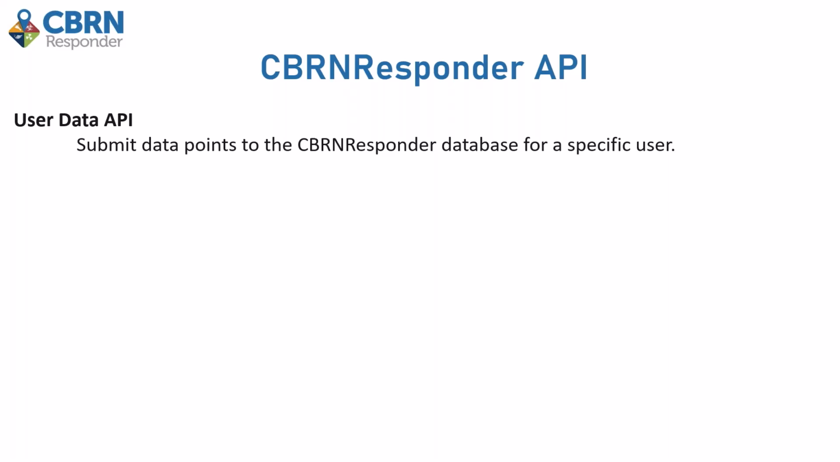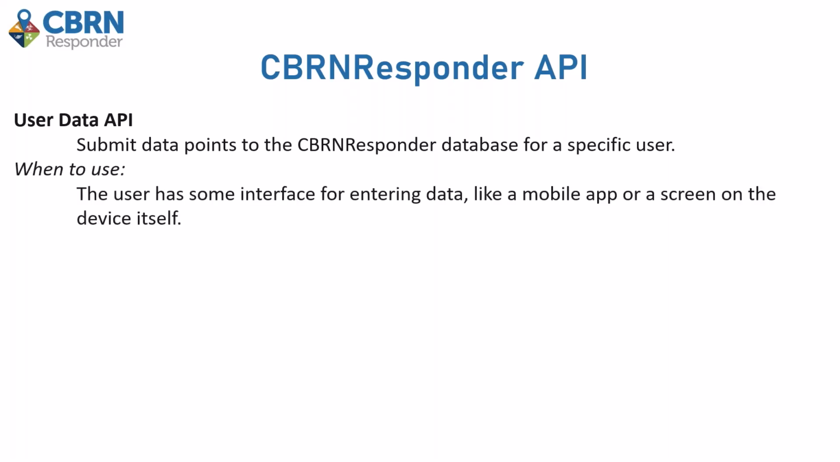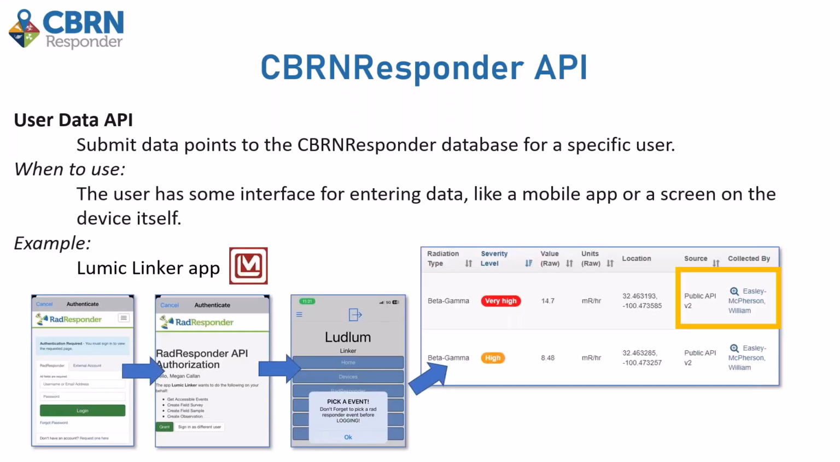We also have a user data API, and this is the method of submitting data points to CBRNResponder for a specific user. So the user would have some sort of interface or another application for entering data. This could be a screen on the equipment itself or a mobile application. An example of this, if you're familiar, would be the Lumic Linker app. So this is using the Ludlam 3000 and Ludlam 3001 equipment items. So it's an actual app that you can download and then use with the equipment that Ludlam has.